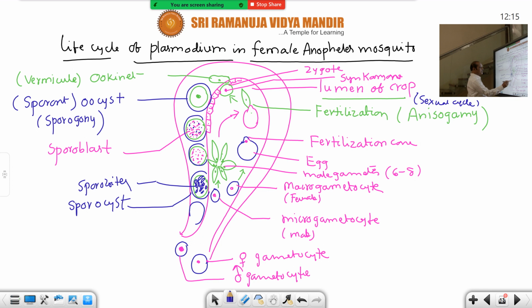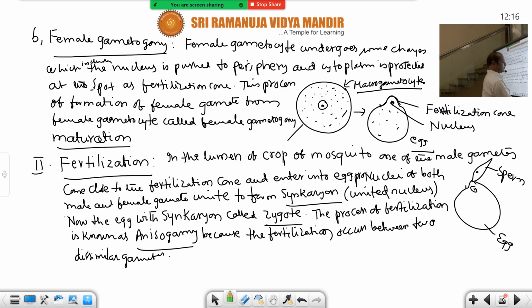Of course, as far as the diagram is concerned, we may feel some difficulty. I can assume it, but we have to try to practice maximum these two diagrams: the life cycle of Plasmodium in man as well as yesterday's diagram. Remember yesterday's diagram? I can go back. Now you see that diagram also. Here you see, man, female Anopheles mosquito.